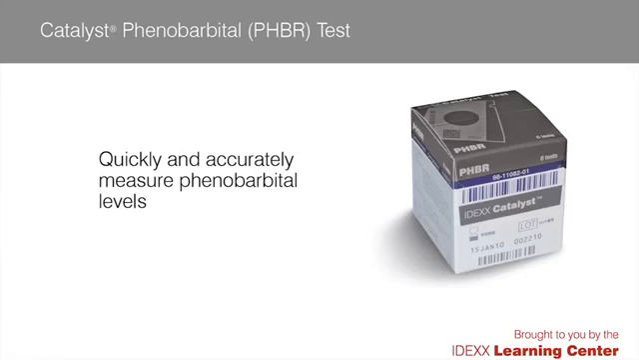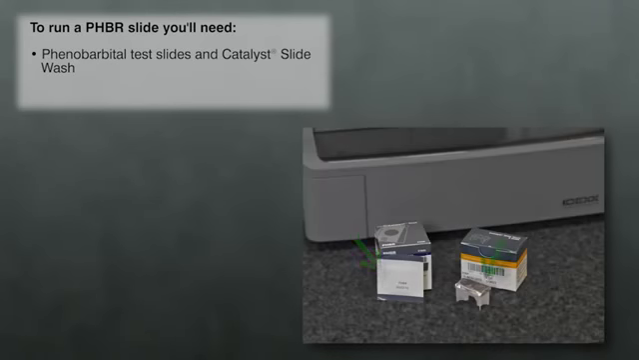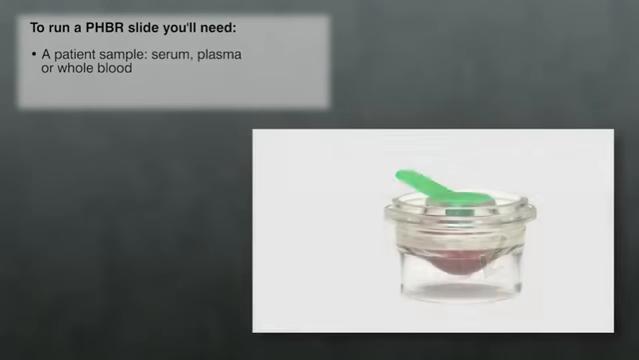My name is Jill McCormick, and today I'm going to demonstrate the proper way to run a phenobarbital test using your Catalyst Dx. Before you begin, make sure you have the following supplies and equipment on hand: a Catalyst Dx and IDEXX VetLab station, a phenobarbital slide, a Catalyst slide wash, and a patient sample: serum, plasma, or whole blood.